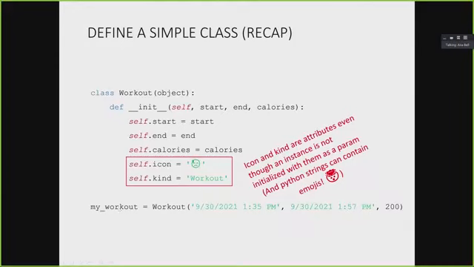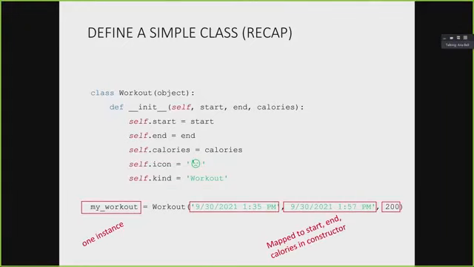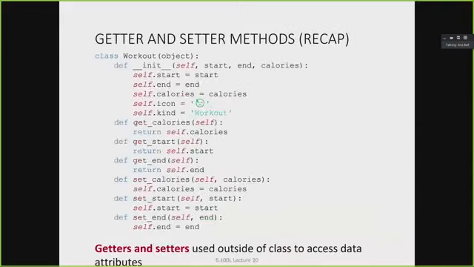So far, review. We pass in the parameters that the workout object expects. So here's a string representing the start time, a string representing the end time, and the calories burned for this particular workout, 200. Yes, good. Okay.